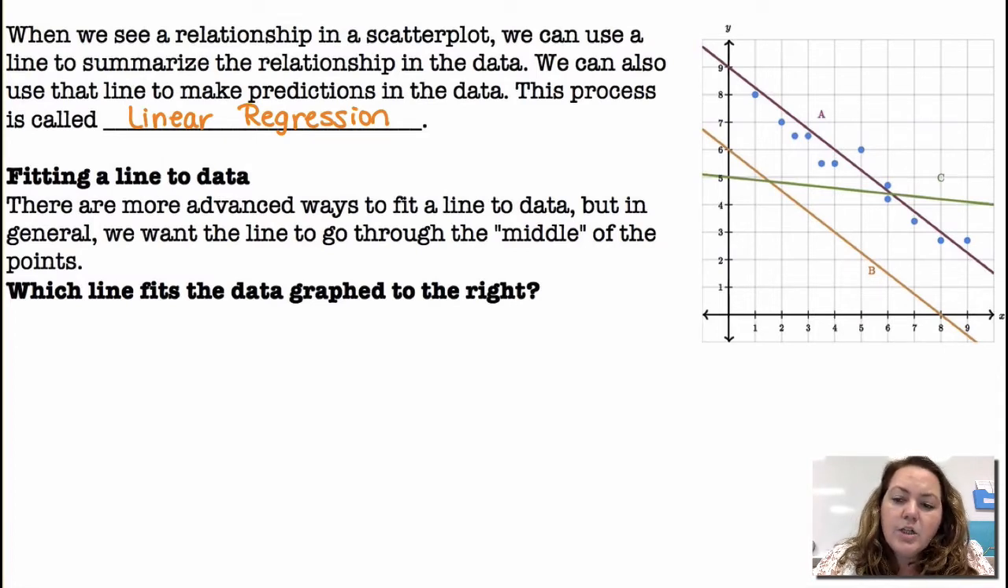All right, so which line out of these options, A, B, and C, graphs this data that we have with the blue dots? Okay, so the one that matches that the most is line A.